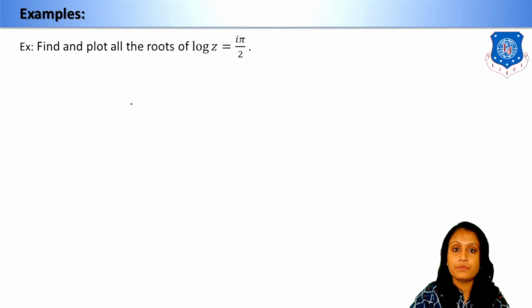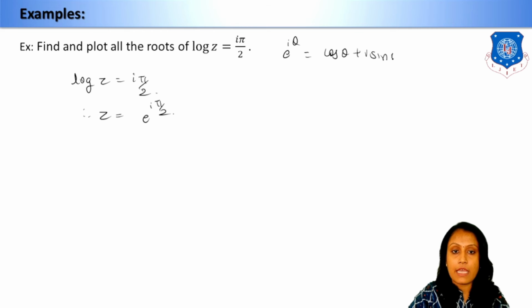Okay, now let's solve one more example. Find and plot all the roots of log z is equal to I pi by 2. Okay, so we have log z is equal to I pi by 2. Therefore, z is equal to e raised to I pi by 2. Now we will use the formula e raised to I theta is equal to cos theta plus I sin theta, right? So from this we will get cos pi by 2 plus I sin pi by 2.